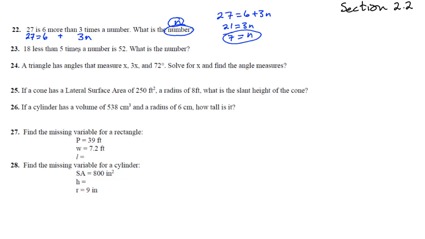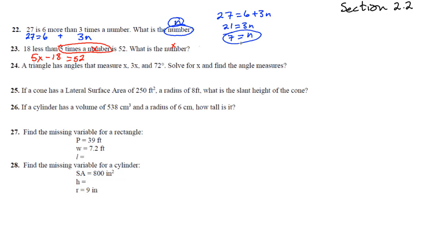Number 23. 18 less than 5 times the number is 52. So what is that number? I don't know what that number is. Let's call it a variable x and let's translate it. We have 18 less than, which is 18 subtracted from something, 5 times a number. So 5 times the number that we don't know, x. So 5x minus 18. Now that's important. This less than moves them around. That's 18 less than, or 18 subtracted from, is 52.